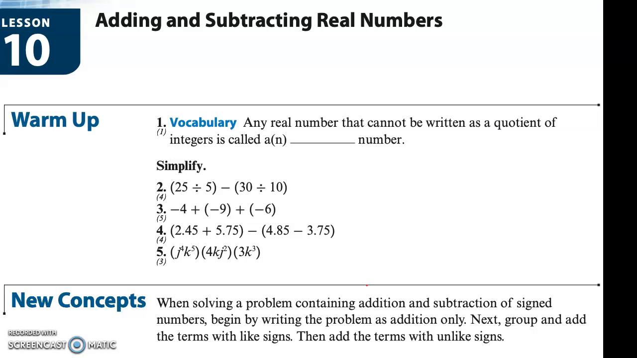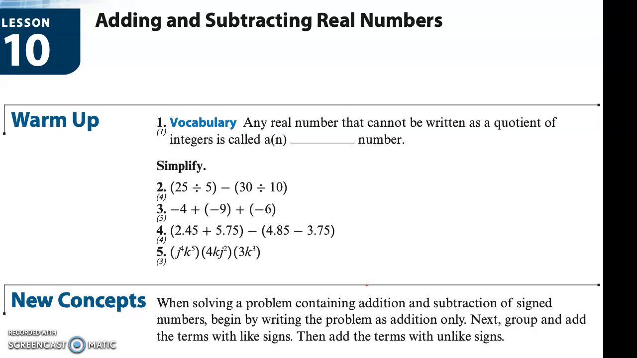So lesson 10 is adding and subtracting real numbers. Answers to the warm-up. Number 1, vocabulary. Any real number that cannot be written as a quotient of integers is called what? First of all, what is a quotient? Well, a quotient is the result of division, right?